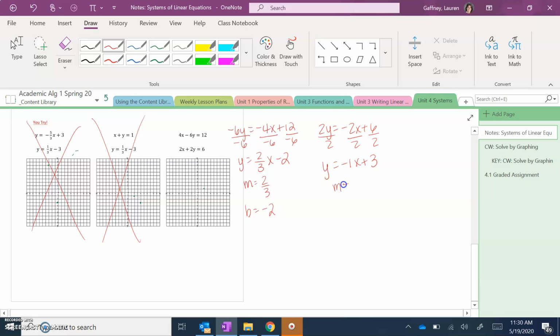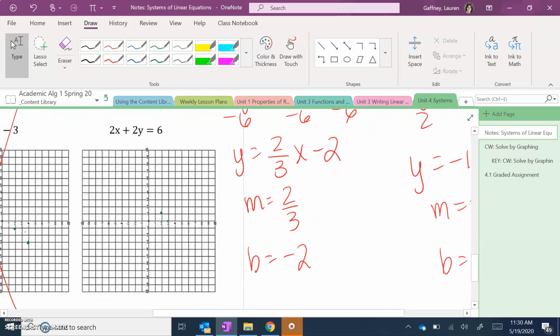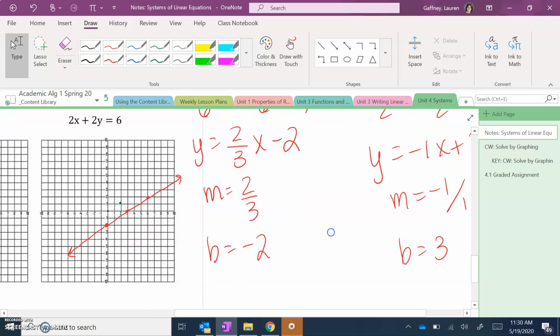Once they're solved for y, it's just like before. So, well, this is a tiny graph. So negative 2, go up 2, right 3, up 2, right 3. Okay, this one, my m is negative 1 and my b is 3. Down 1, right 1, down 1, right 1. And we can see that they intersect at this ordered pair, which is 3, 0.